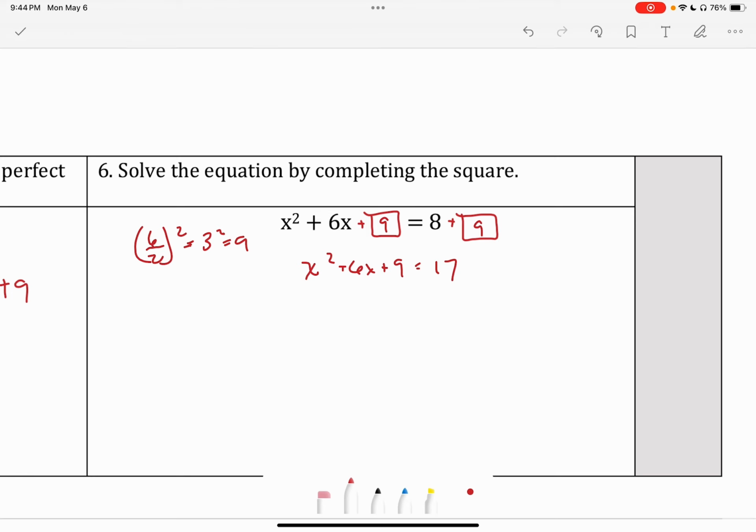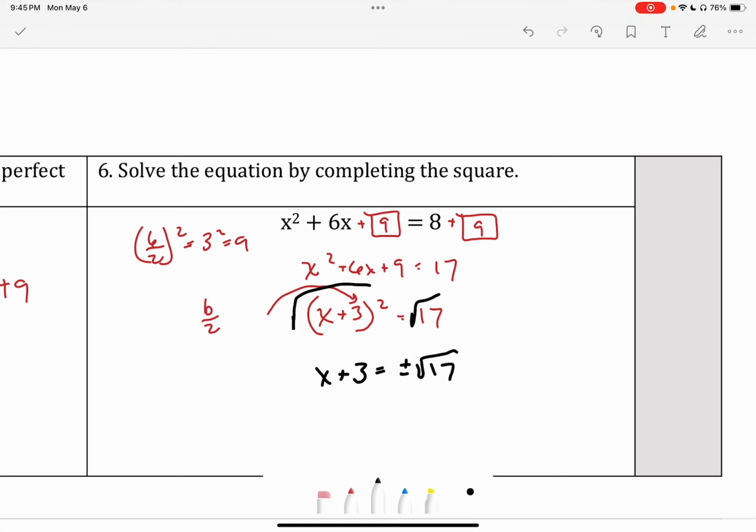What we're able to do with this perfect square trinomial on the left side is turn this into x plus 3 quantity squared. And again, the 3 comes from the fact that it's 6, which is our b value, divided by 2. So we've got x plus 3 squared equals 17. Again, we're going to square root both sides of this, which gives us x plus 3 equals plus or minus the square root of 17. Now, if we could square root 17, we would. 17's prime, so we're going to have to leave that.